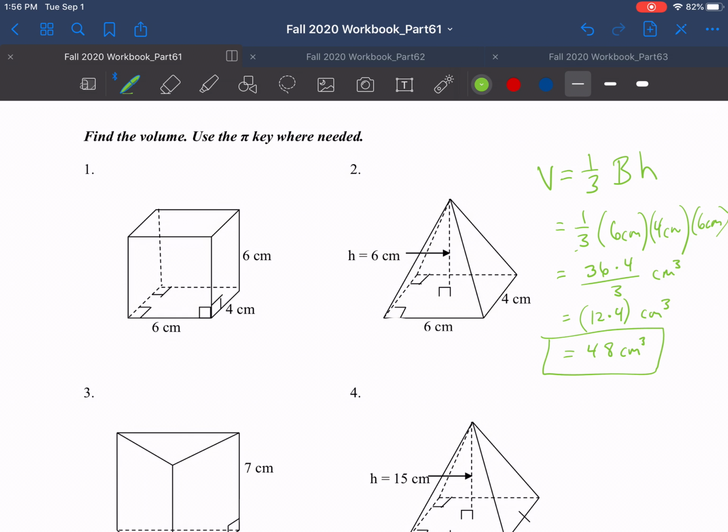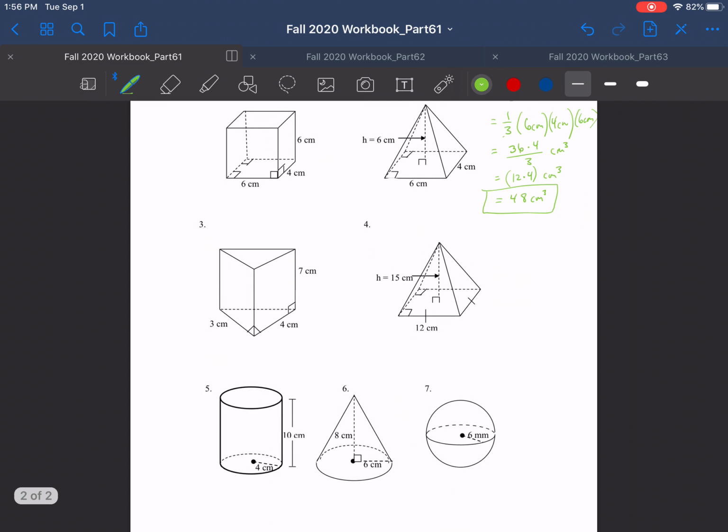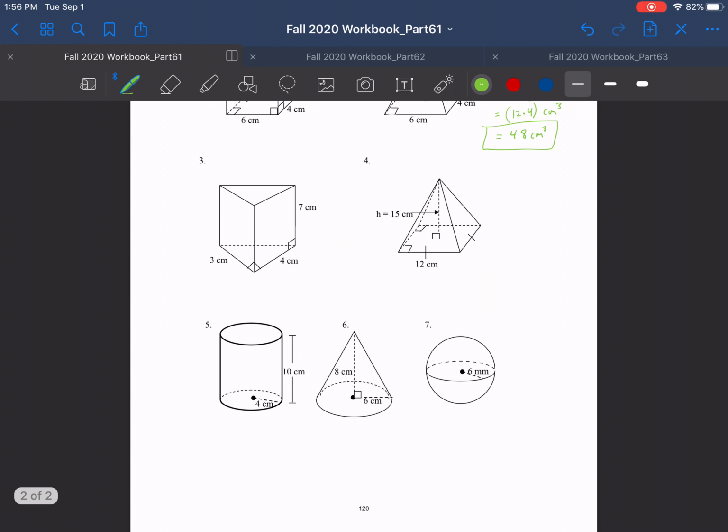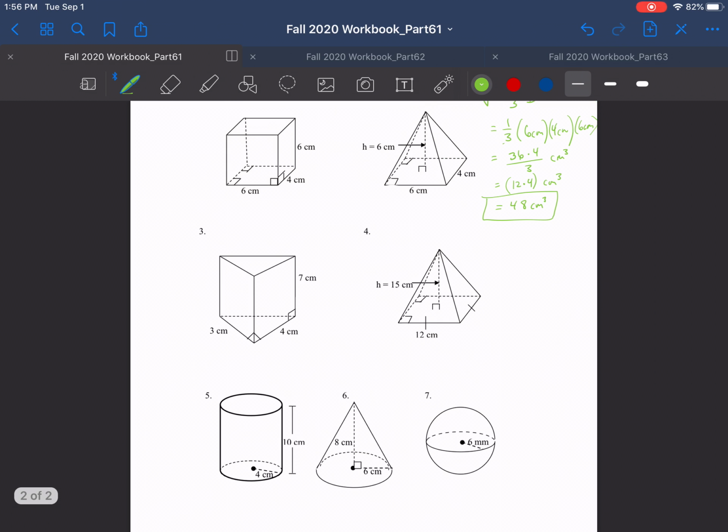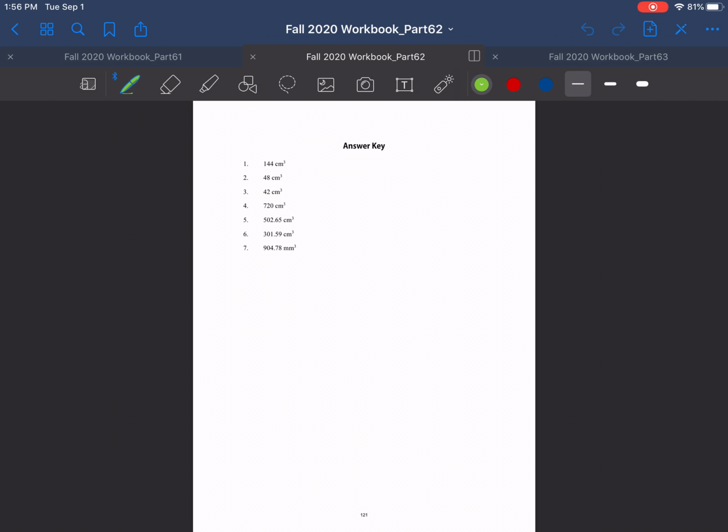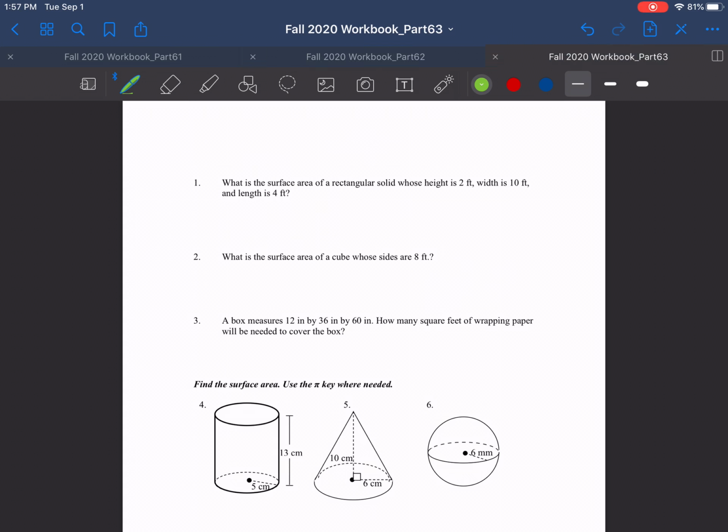So I want you to go through and try working on these ones here, see if you can get them solved, find all these volumes, and then when you're done, check your answers on this next page. Make sure you got these answers to match up. Okay? After that, the only thing left here is this last page, which is doing some surface areas. I'm going to let you work on these.